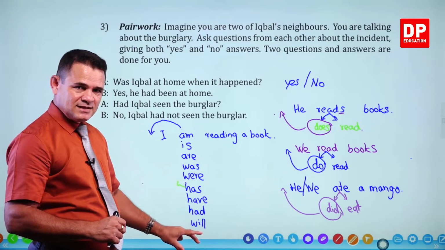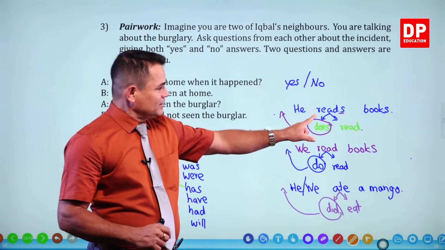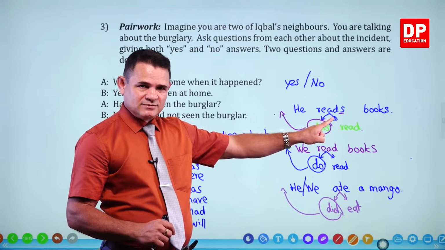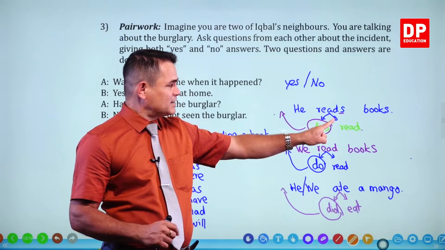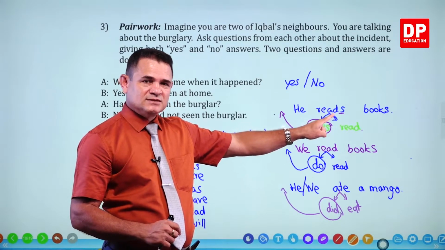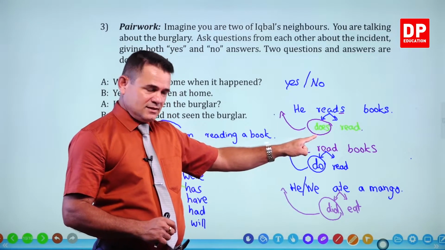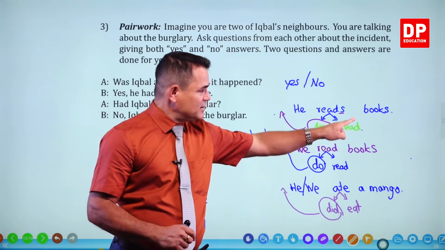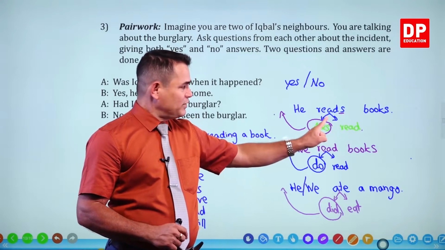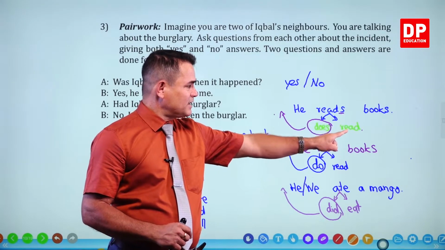If these words are not there, look at the sentence, look at the verb, and the tense of the verb. If it is present singular, you take does. You take does to the front. Does he read books? Remember, when you take does, the s in this must go away.